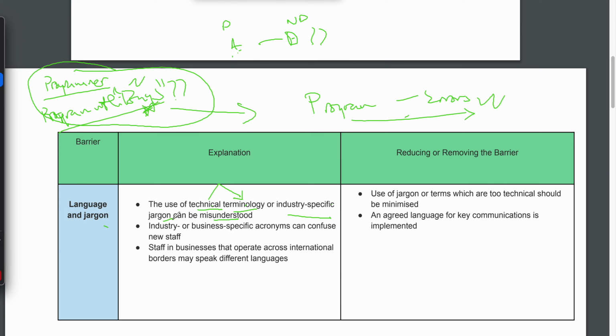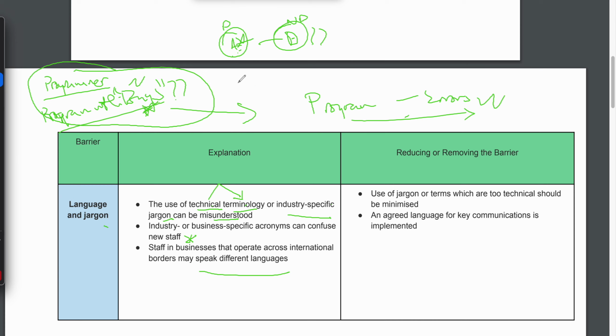I hope that makes sense. So we're saying that industry or business-specific acronyms can confuse other staff or new staff. You get the point? Staff in a business that operates across international borders may speak different languages. So if A is in the IT department, B might be in the management department, the sales department or the HR department, and might not really understand the jargon that is used.